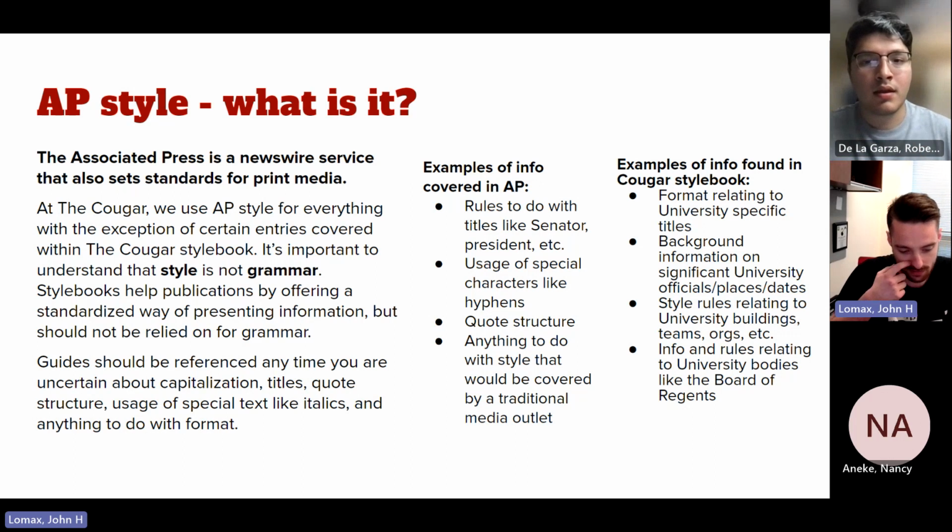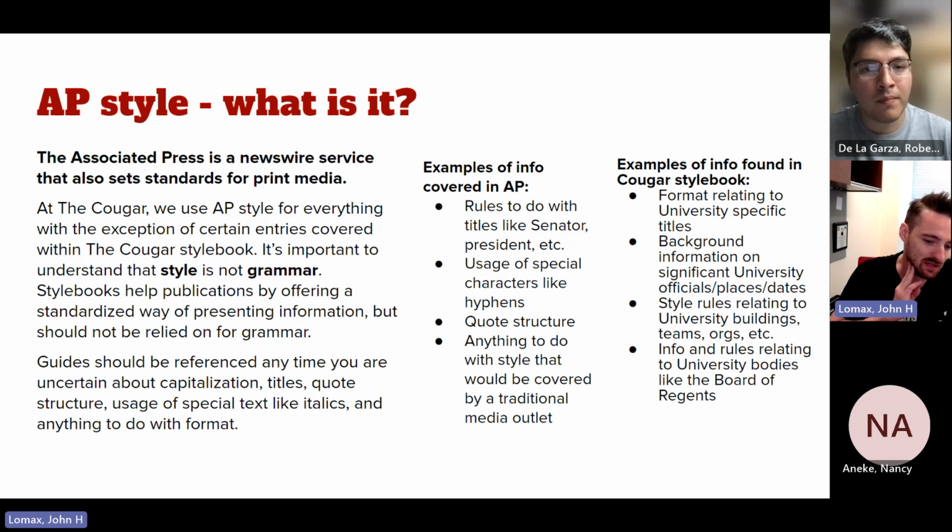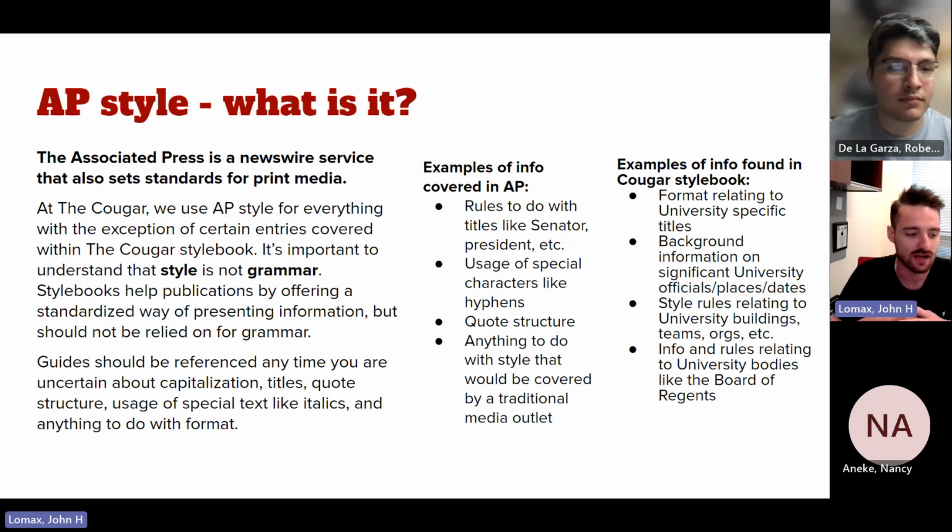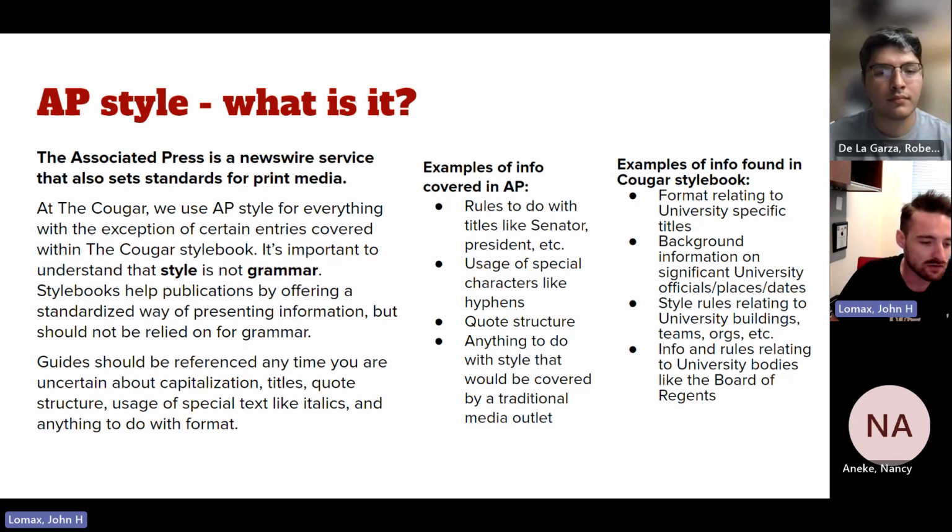A good way to think about AP style, I think, is to think about it in terms of something like coding, where it's like, we use these certain characters in this situation because it means this. I know that's very vague, but it helped me understand at least when I should be like, okay, I need to look this up.